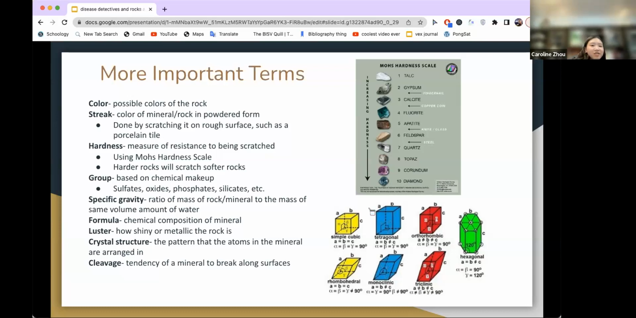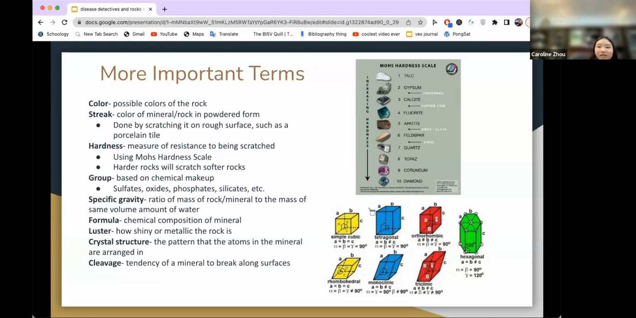So formula is the chemical composition of the mineral, basically says which elements are inside the rock or mineral and how much of each element. Okay, so luster is how shiny or metallic the rock is, and crystal structure is the pattern that the atoms in the mineral are arranged in.